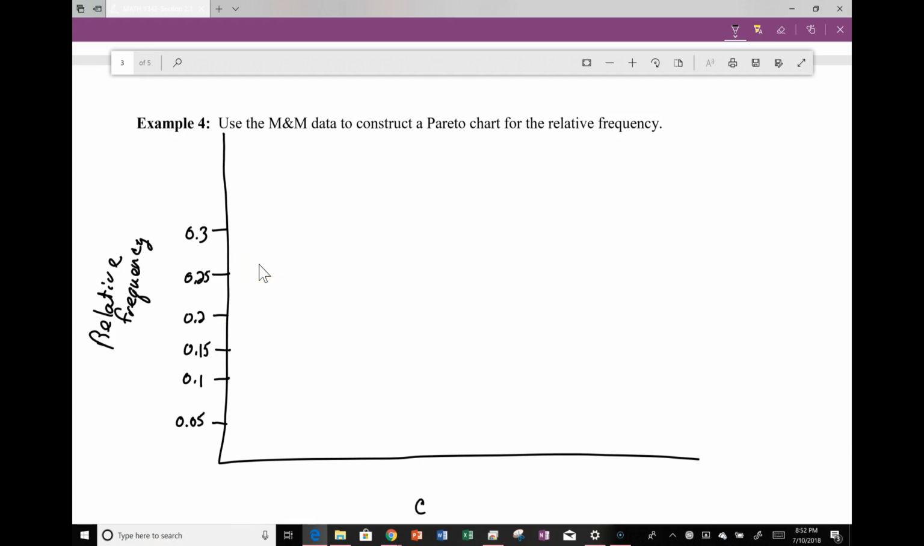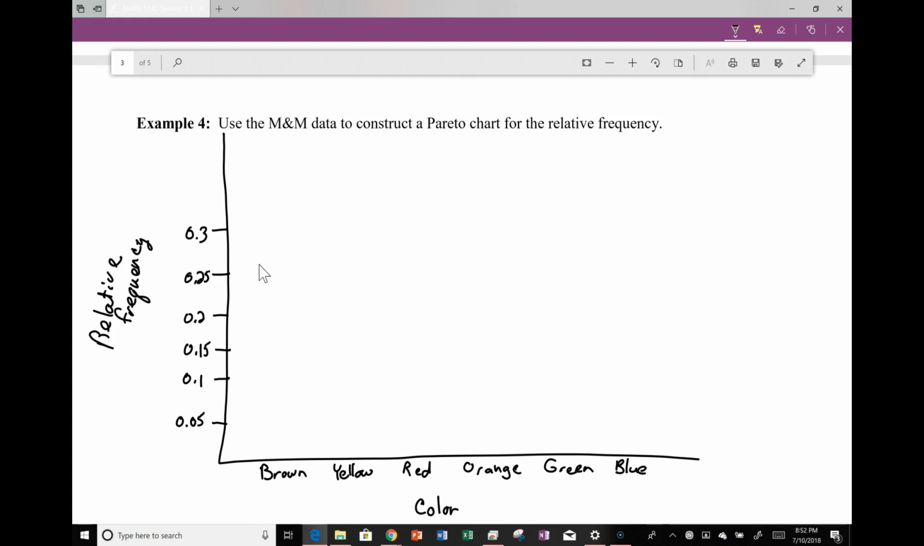Now I'm going to put color along this horizontal axis. And so brown had the highest frequency, followed by yellow, then red, then orange, green, and blue had the lowest frequency. And so I need to go ahead and put these in order from the one with the highest frequency to the one with the lowest frequency.